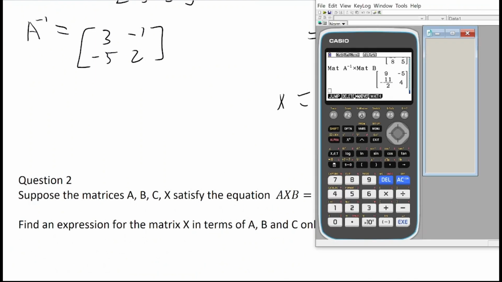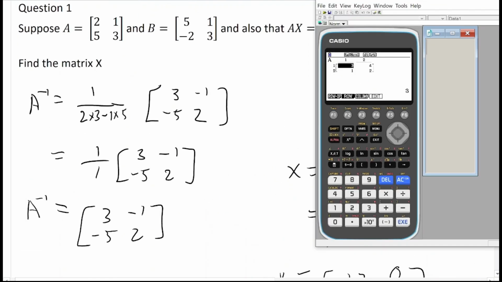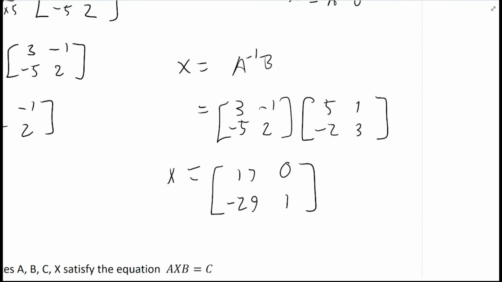So let's just check. I'm going to set up my matrices. So I've got A set up here, which should be 2, 1, 5, 3. We'll just pop that in. And I should have B set up to be our B matrix, 5, 1, -2, 3. Now, the way that you can check this pretty easily is just by working out the matrices. So shift matrix alpha A, we're going to do inverse. So A inverse times shift matrix alpha B should give us this matrix we found, which it does.